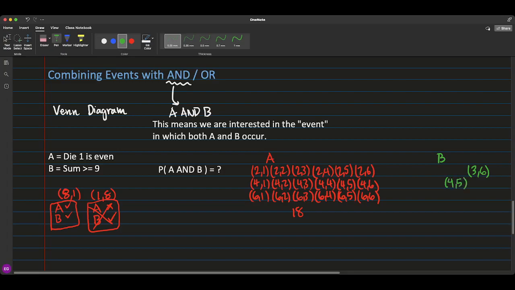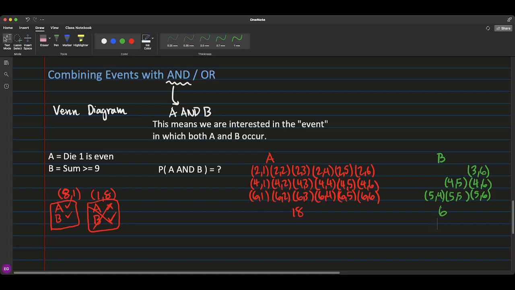Because remember, the sum is greater than or equal to 9. So the 3 and the 6, and the 4 and 5 are both 9. 4, 6 is 10, that's still greater than 9. You can also roll a 5 and a 6, that's an 11. You can roll a 5 and a 5, that's a 10. And you can roll a 5 and a 4, that's a 9. All of those are 9 or greater. 1, 2, 3, 4, 5, 6. 6 different ways in B to roll a 9 or greater.